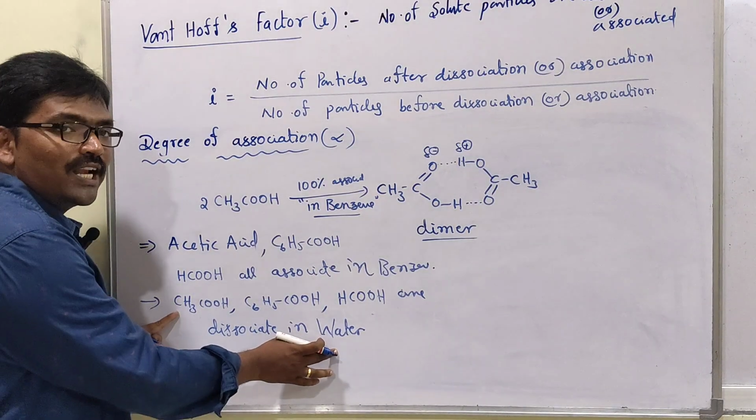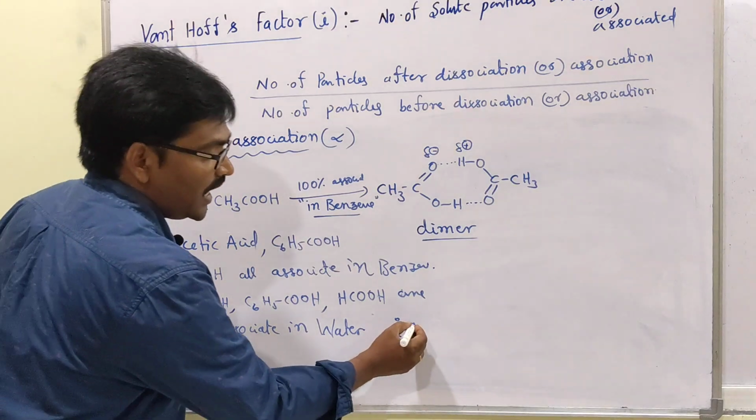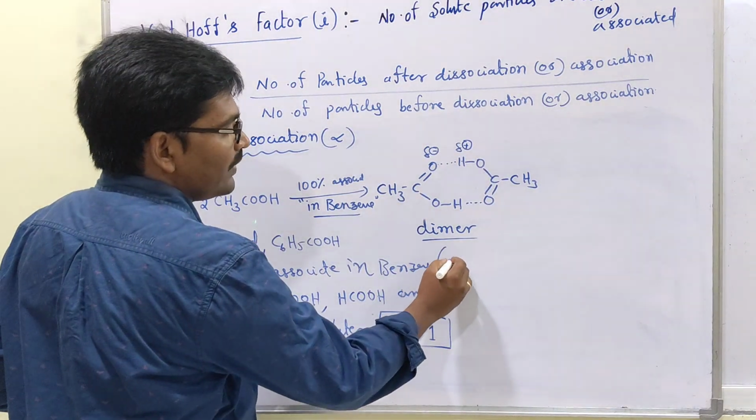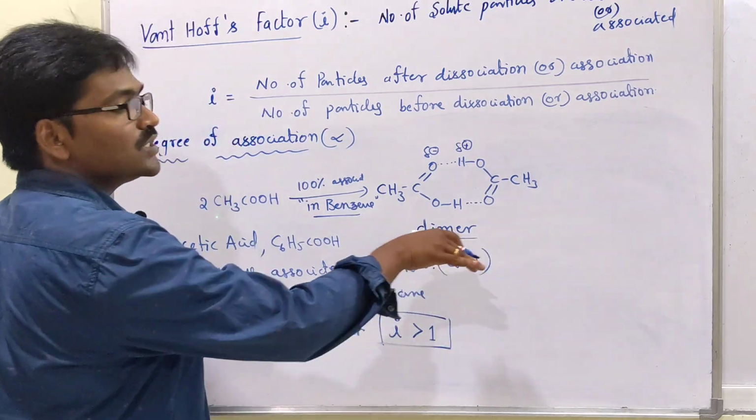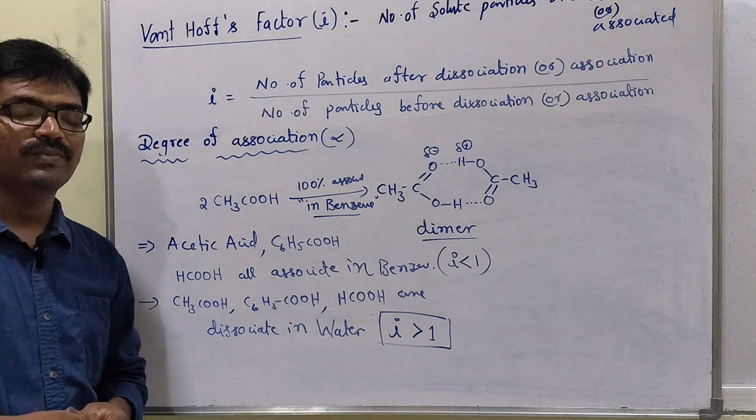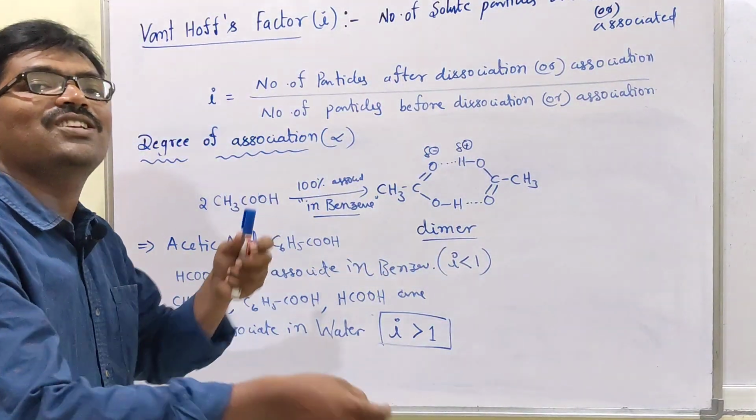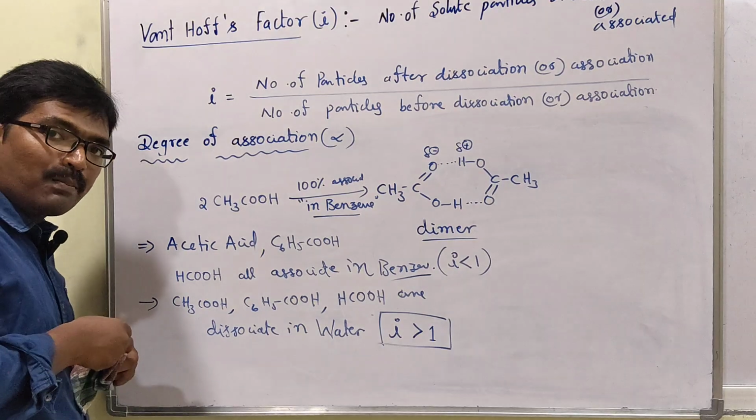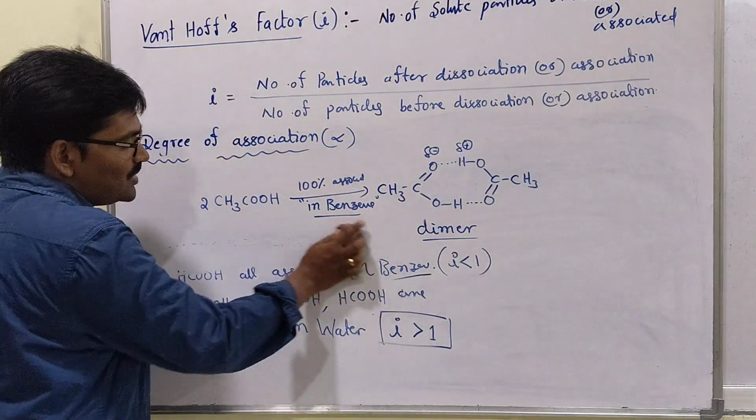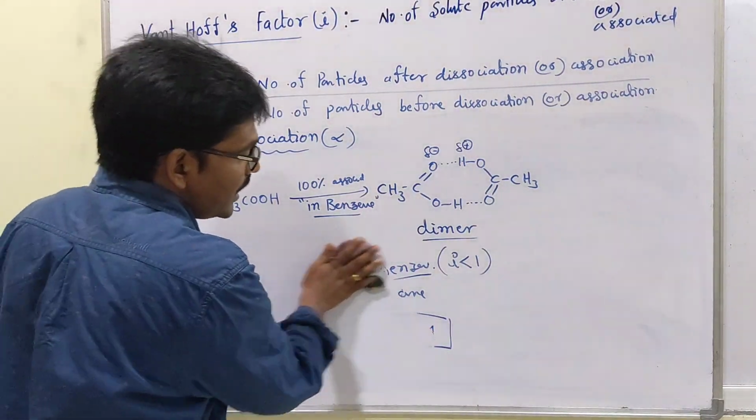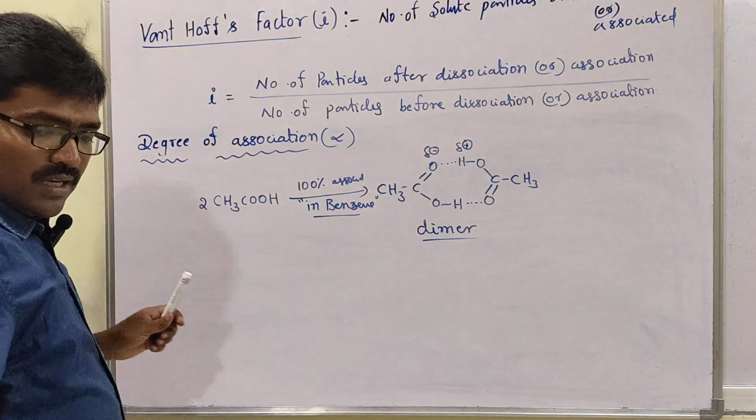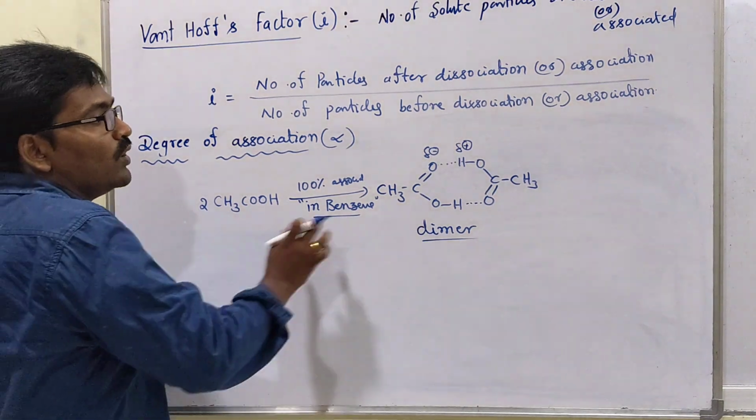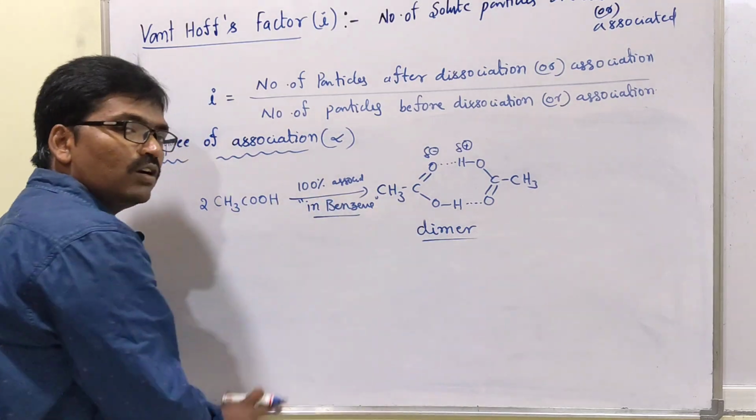Sir, when dissociated in water, the Van't Hoff factor value is greater than 1 for the same molecule. In benzene, the Van't Hoff factor value is less than 1 when association happens, and greater than 1 when dissociation happens. So remember, we are discussing association here. Sir, where is it associated? In benzene, or in organic solvents like carbon tetrachloride and some other organic solvents. Here 2 molecules convert into 1 molecule.